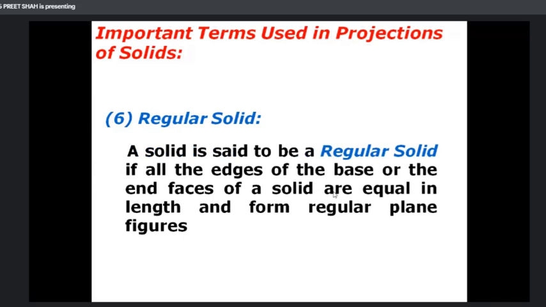Next, regular solid. It is a very important part. What is the meaning of regular solid? A solid is said to be a regular solid if all the edges of the base or end faces of the solid are equal in length and form a regular plane figure, so that is called a regular solid. If all the edges of the base or end faces of the solid are equal in length, it is called a regular solid. Okay, next.